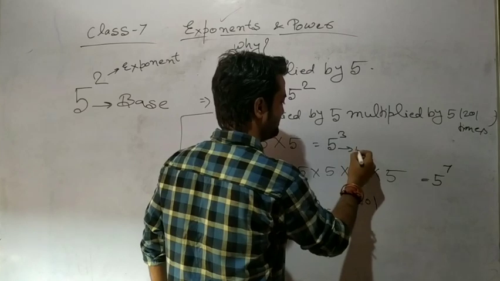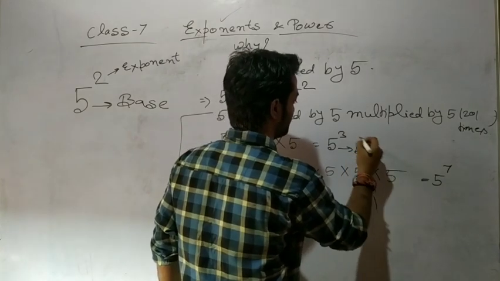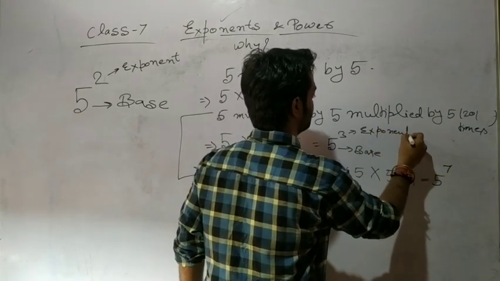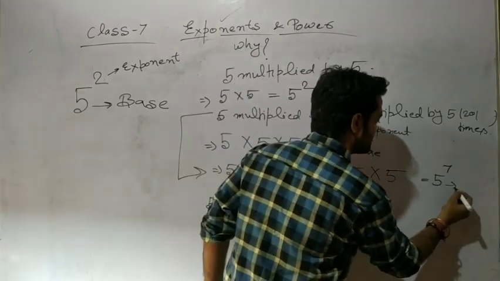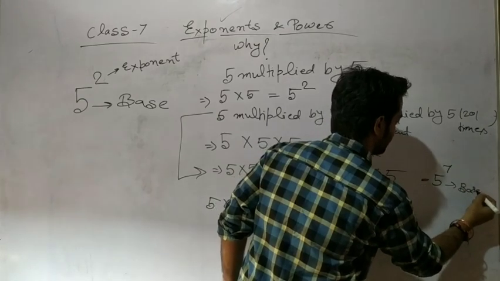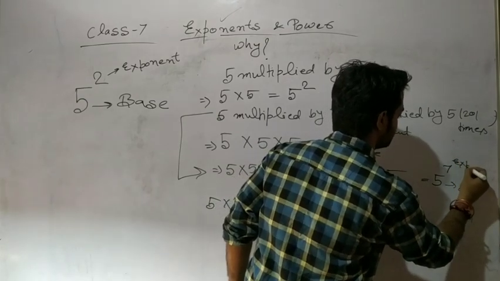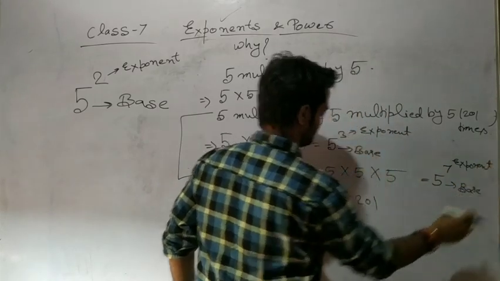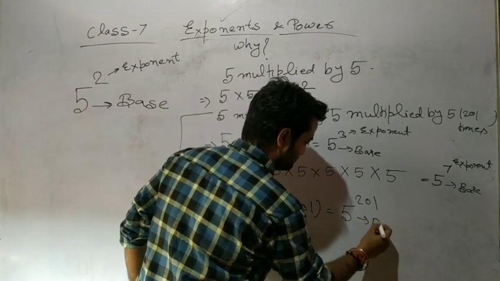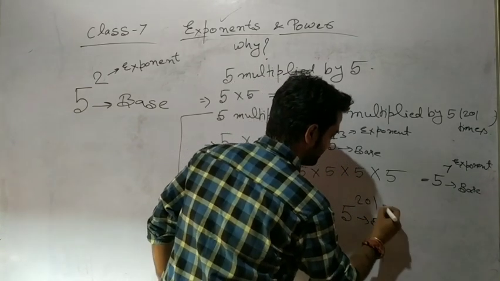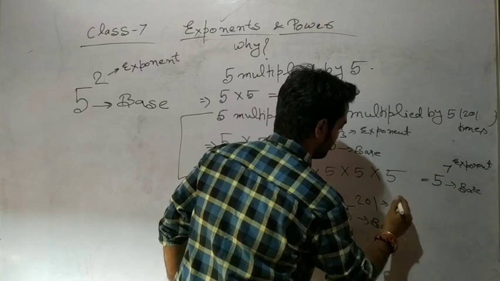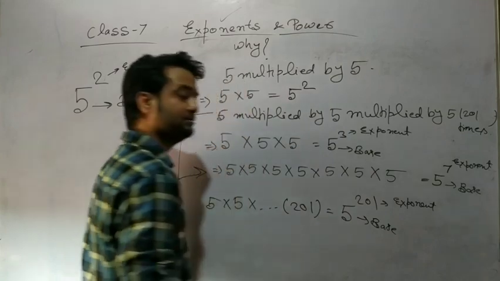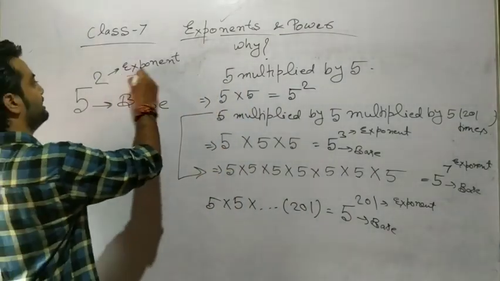Here 5 is the base and 3 is the exponent. Here 5 is the base and 7 is the exponent. And here 5 is the base and 201 is the exponent. Exponent is sometimes also called index.